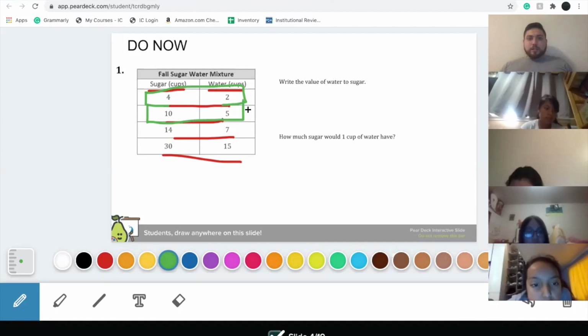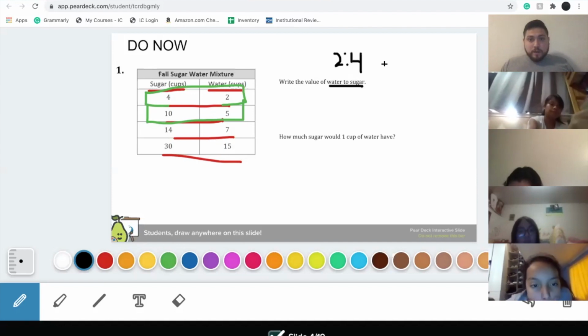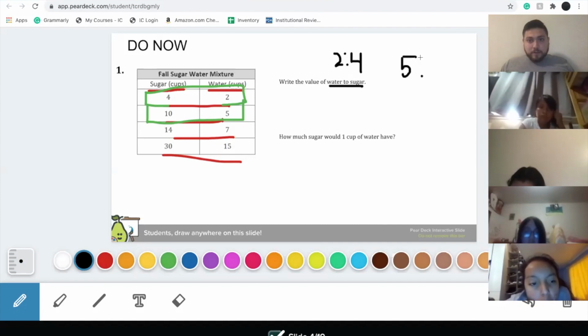All right, so we're going to use these two. We need to convert it to water to sugar. So it's going to be 2:4, or we're going to use 5:10. We're going to do some division. So Casey, since you picked 2:4, what are we going to divide by to get the value? We're gonna divide by 2. Why?